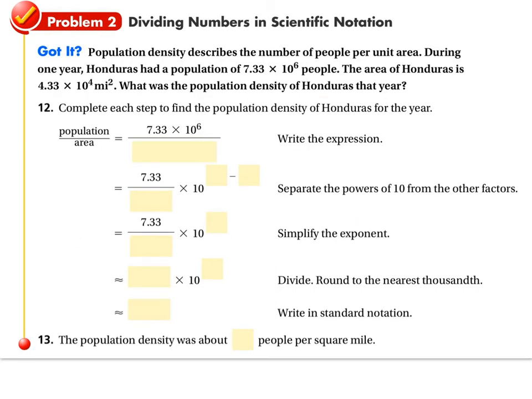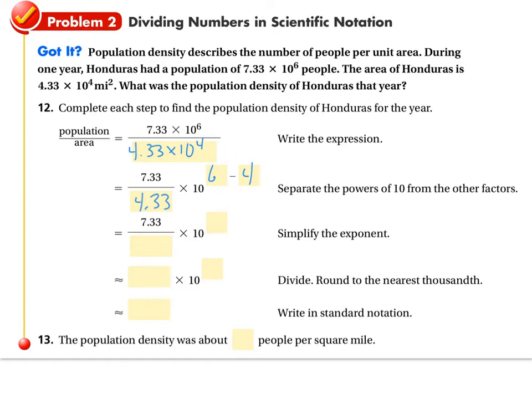When dividing numbers in scientific notation, the first thing you need to do is read the problem. So go ahead and read the problem. So when determining the density of Honduras that year, we're going to take the population and divide by the area. We will then separate the powers of 10 from the other factors. So you're going to get 7.33 divided by 4.33. And of course, we're going to take the 10 to the 6th divided by 10 to the 4th. So it'll be 6 minus 4.